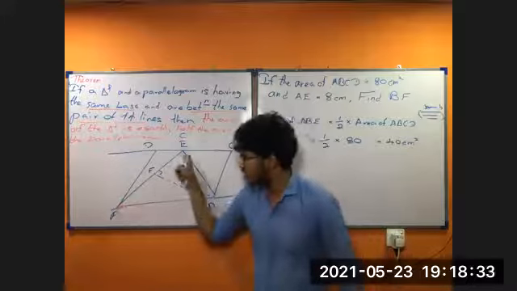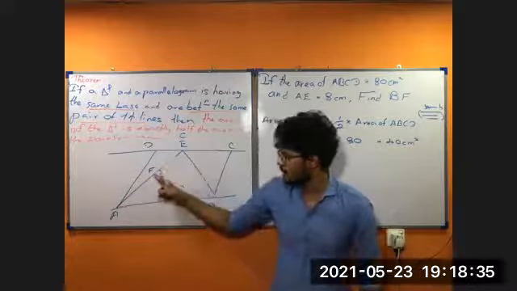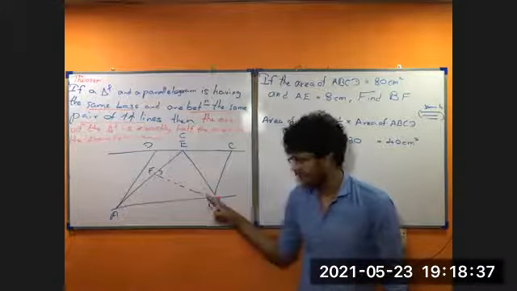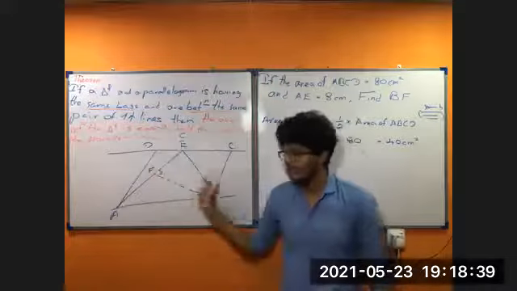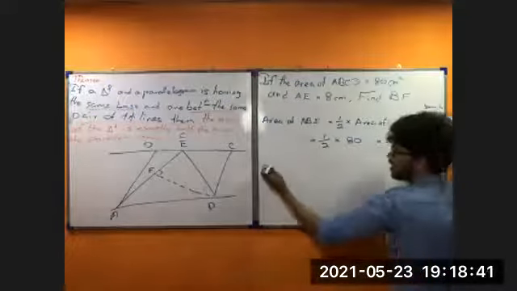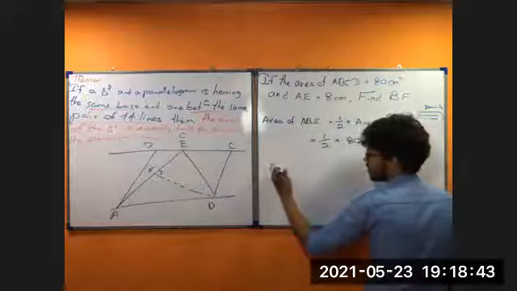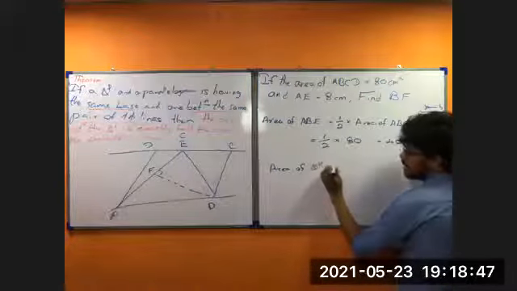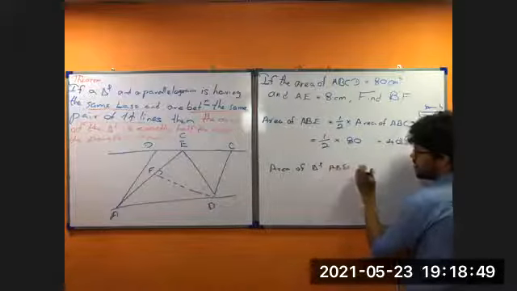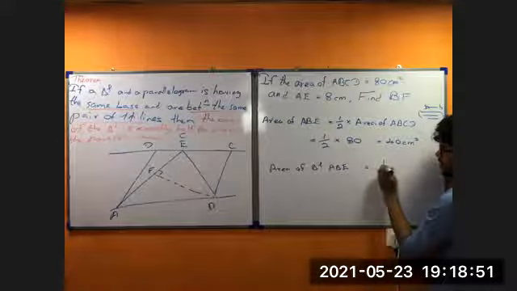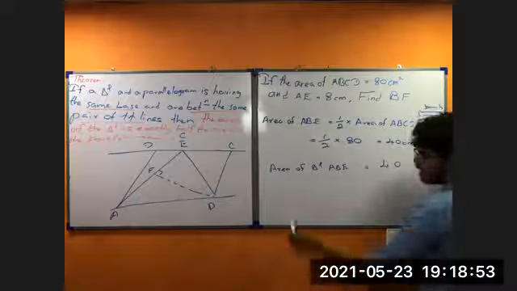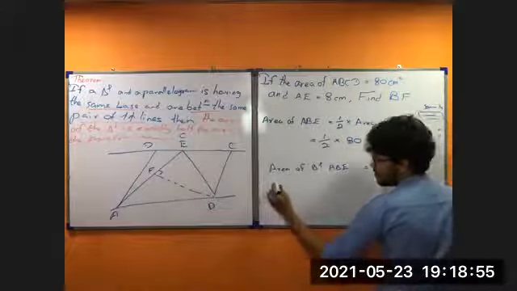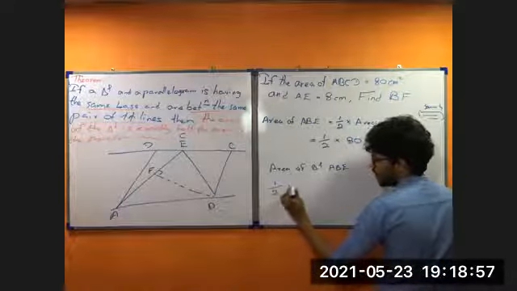So we know this length and we know the perpendicular height from that base, and also we know the area. So you can write area of triangle ABE is equal to 40. That means area of triangle ABE means half into base.